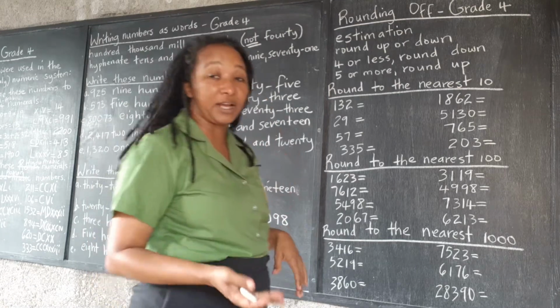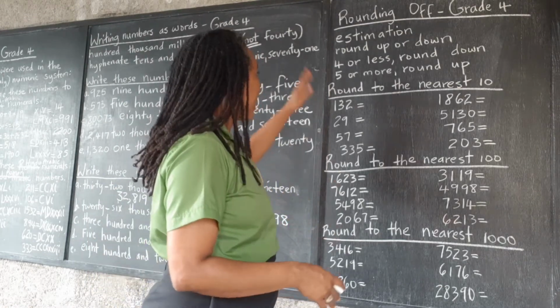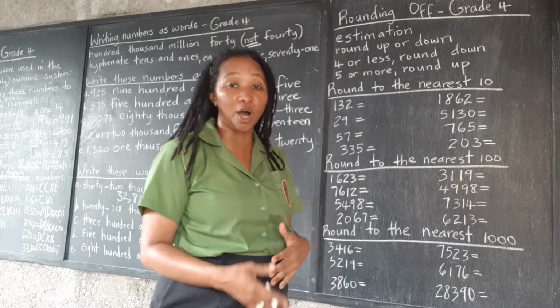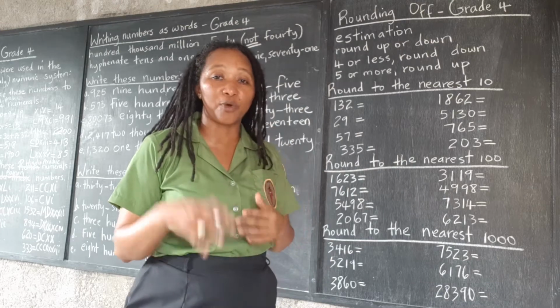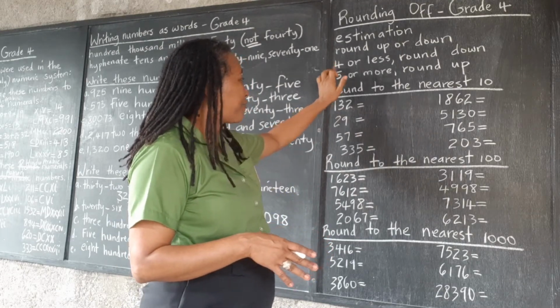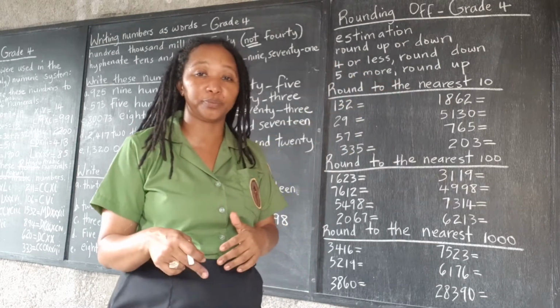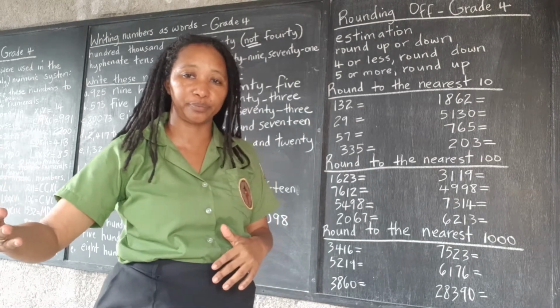So rounding off is really a way of estimating numbers, right? We can round up or we can round down. So typically, whichever place it is that we're rounding to, we look to see if it's 4 or less, we round down. If it is 5 or more, we round up, right?